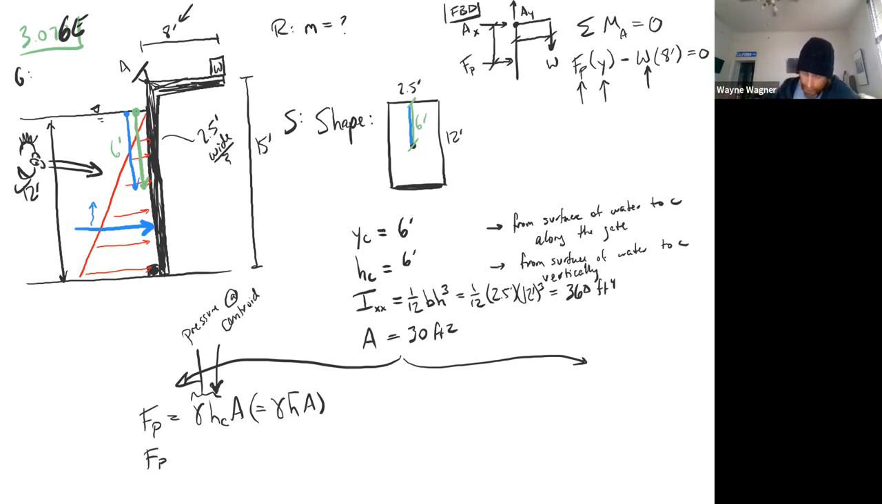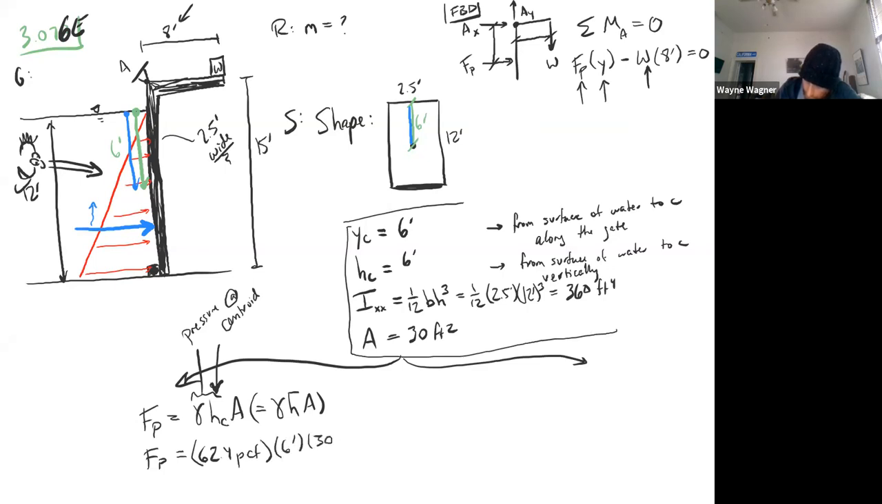Okay, so anyway, what this comes out to at this point is plug and chug, right? I've already got all the stuff that's going to go in here. So gamma, this is water. So we have to ask ourselves, are we in the metric or the SI system? Well, we've got feet, so it's going to be 62.4 pounds per cubic foot. HC is right here, 6 feet. And the area we've already calculated is 30 square feet.